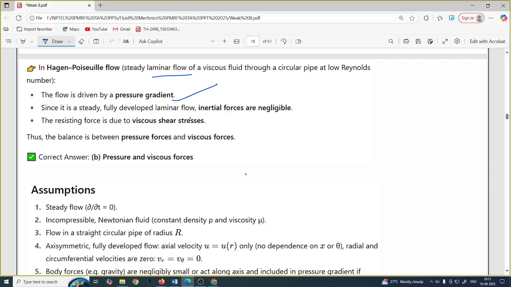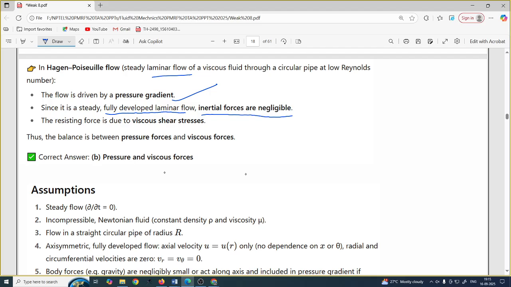This is just general perspective. Then after the derivation is there. Since it is a steady, fully developed laminar flow, as I have discussed what they mean by fully developed, so you know already, and the inertial forces are negligible, remember, and the resisting force is due to the viscous shear stress. These are the things.